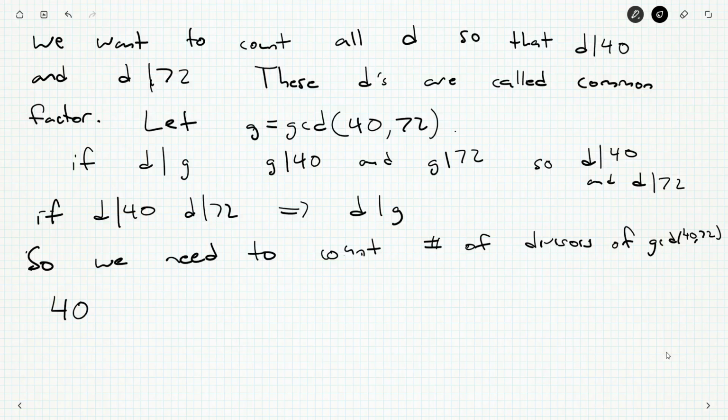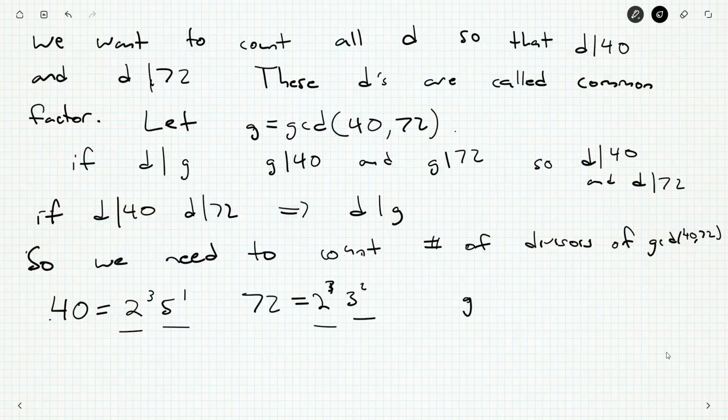Well, if we write 40 as its prime factors, so 2 cubed times 5 to the 1, and we write 72 in terms of its prime factors, 2 cubed times 3 squared, because it's 8 times 9. If we just take a look, what are the common primes here? Well, they both have 2's, but 72 doesn't have any 5's, and 40 doesn't have any 3's. So the GCD here is just going to be the highest power of 2 that is common to both of them. So it's 2 to the 3, or 8.